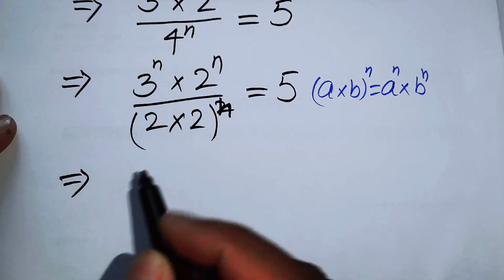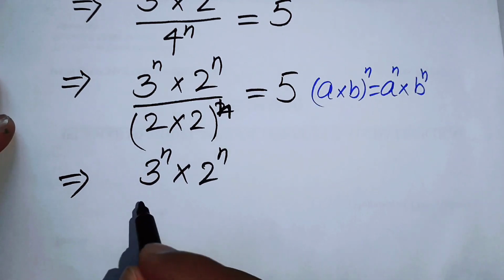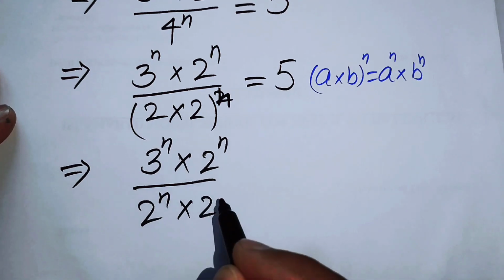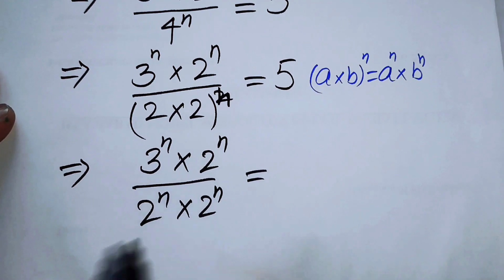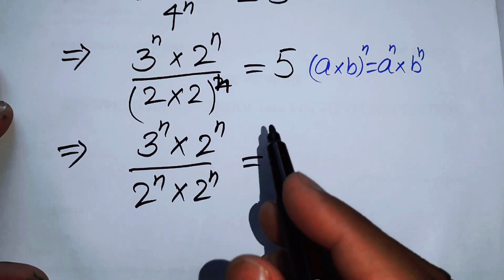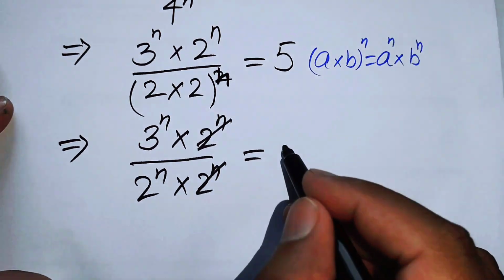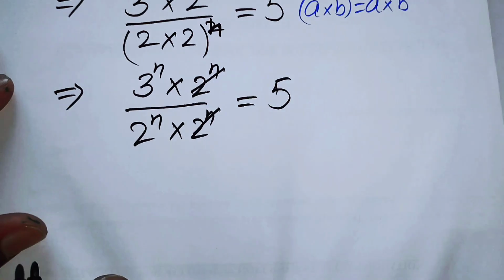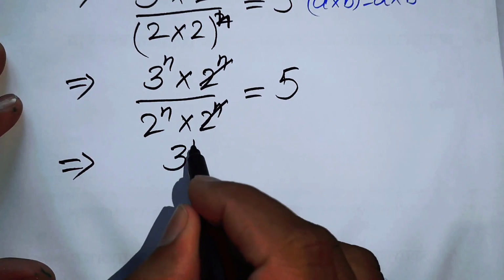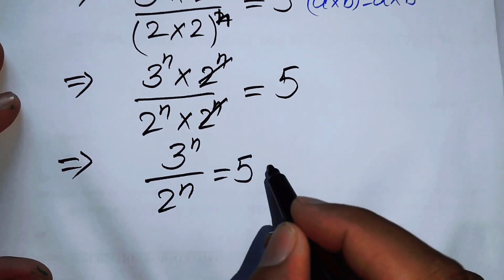And you get the output in the form of 3 to the power of n times 2 to the power of n over 2 to the power of n times 2 to the power of n, and it is equal to 5. Here you focus that this 2 to the power of n is cancelled out by this 2 to the power of n, so that it implies that 3 to the power of n over 2 to the power of n is equal to 5.